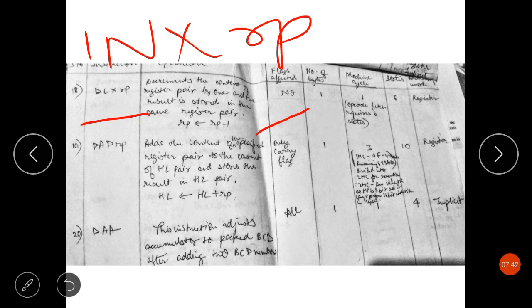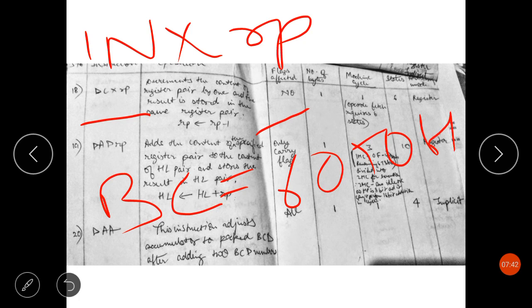What I am trying to say is that suppose the BC register pair is storing the data 6050H. So this 6050 is actually the address of a memory location. Whenever any register pair is storing any 16-bit data, that data represents the address of a memory location. So whenever I use an increment or decrement operation on this register pair, I am actually incrementing or decrementing the address. I am not incrementing or decrementing the content of that memory location or anything. I am incrementing or decrementing the address.